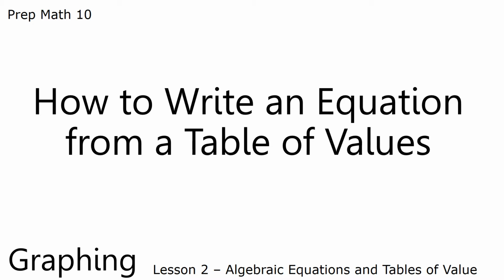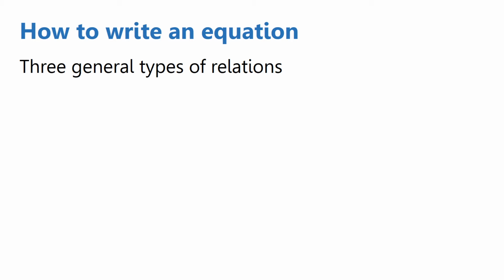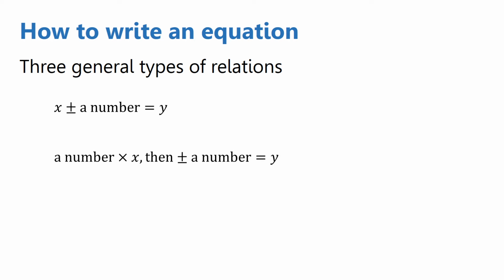In this video, we're going to look at how to write an equation from a table of values. There are three general types of relations that we're going to look at in this course. When you have x plus or minus a number to equal y, a number multiplied by x, then plus or minus a number to equal y, and x plus or minus y to equal a number.